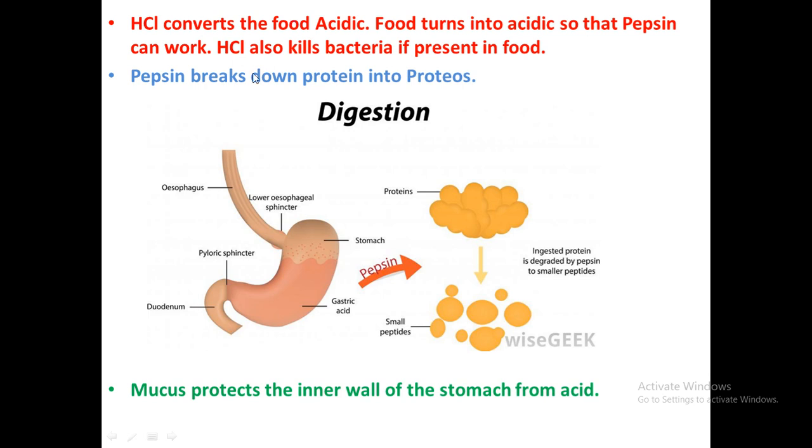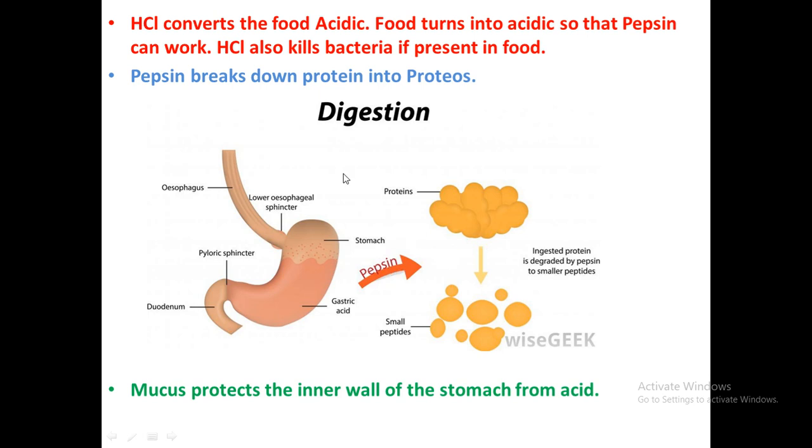And what is the work of pepsin? If HCl is helping the pepsin so much, what is the work of this pepsin? Pepsin breaks down protein into smaller peptides, also known as proteoses. If you consider protein a complex substance, pepsin will break it into smaller peptides or simple proteins. This is done by pepsin because it is an enzyme. Enzymes break down complex substances into simpler ones.